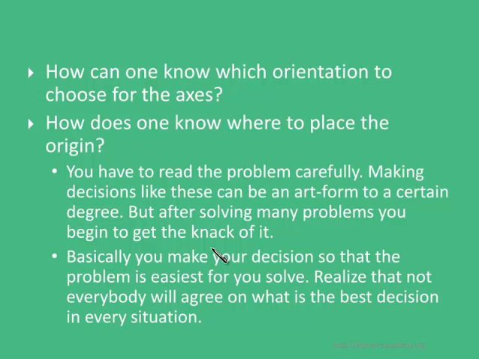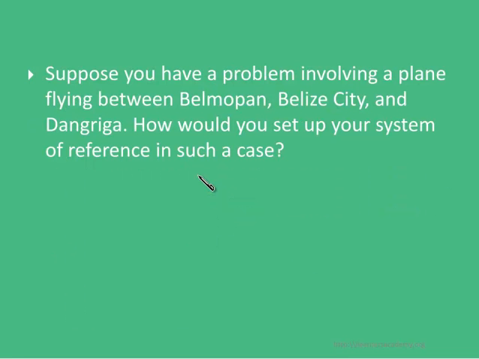Bear in mind that as you choose your axes, you want your choice to facilitate your solving of the problem. So that should influence your decision making. Pick axes that make the problem as easy as possible to solve. So for example, suppose you have a problem involving a plane and the plane flies between Belmopan, Belize City and Dangriga. How do you set up your system of reference in this case?